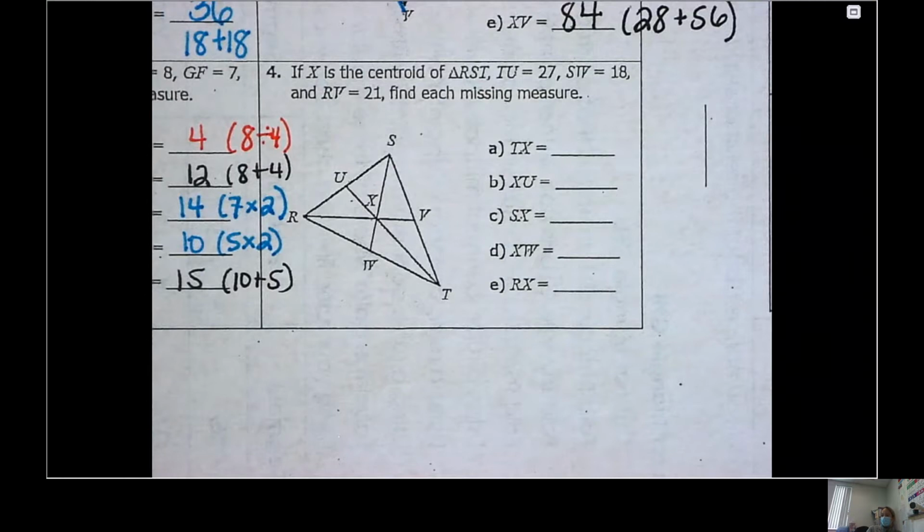Why would you divide by 3? Explain your thinking there, Enrique. Why did you think that? Why would it be divided by 3, though?